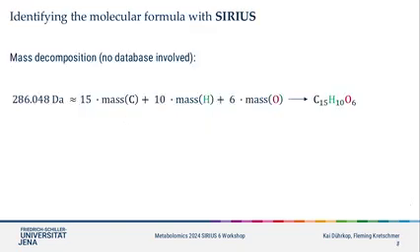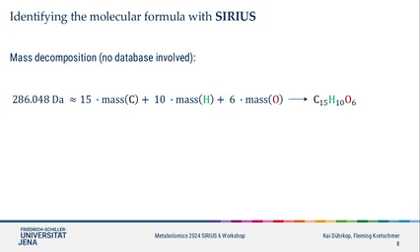And the idea of SIRIUS is basically to annotate the molecular formula of the peaks. The principle is quite simple. In mass spectrometry or in chemistry, the mass of a molecular formula is mostly the mass of the atoms summed up. So if I have here C15H10O6, its mass is 15 times the mass of C, 10 times the mass of hydrogen, 6 times the mass of oxygen.